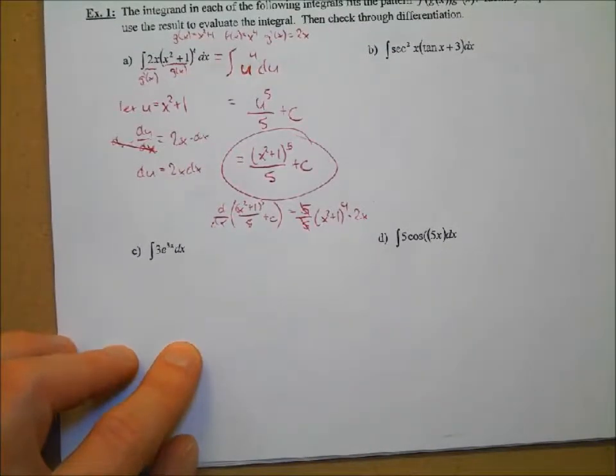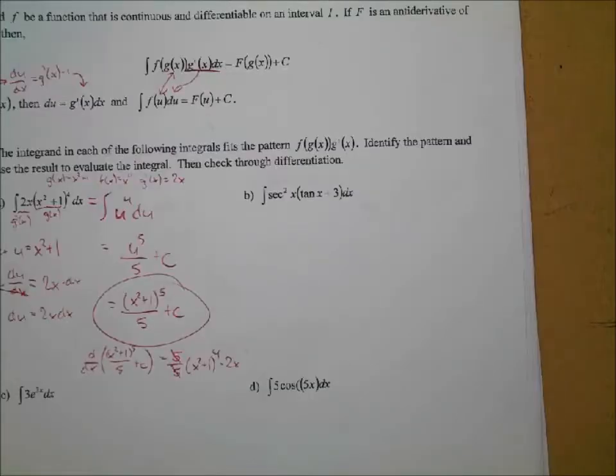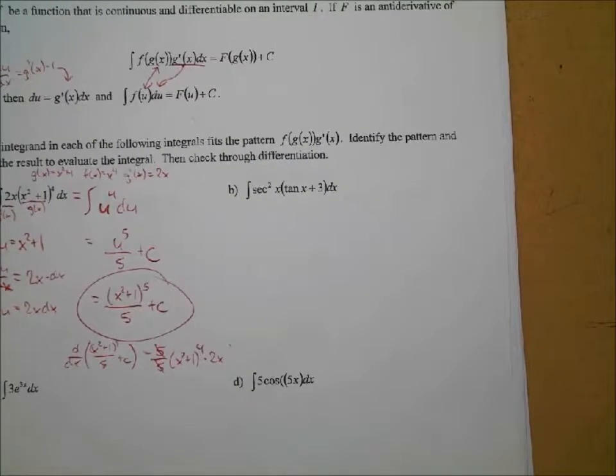Okay. So we'll see some more here. Let's get some more practice. So let's look at letter B. Again, we're looking for functions within other functions here. In this case, it's maybe not so obvious what we should let our u equal, but not only do we want to let our u be something that's inside something else, we also want to pick our u such that its derivative is also showing up in our integral here. So what should we let u equal here? Tangent of x plus 3, exactly right.